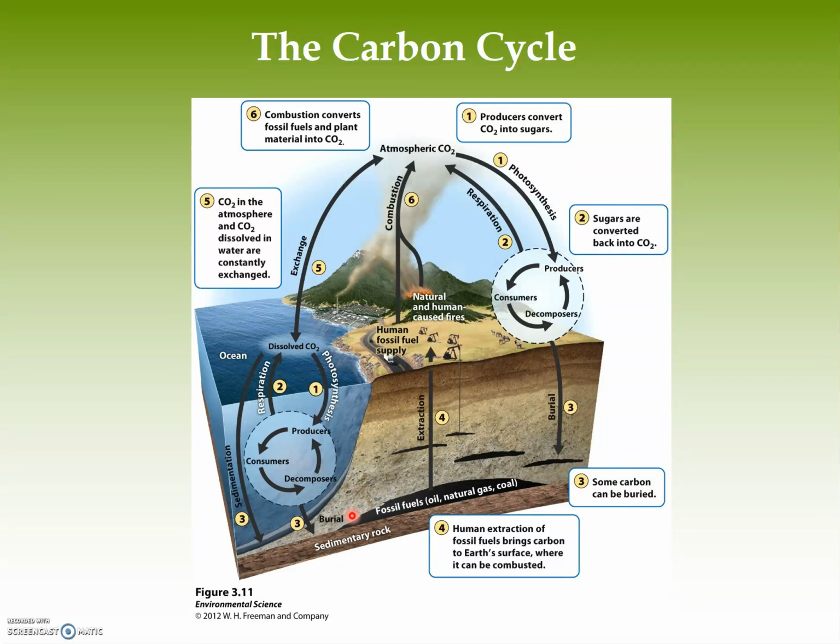It's a slow, incredibly slow process, but it's the largest carbon pool, or where we find carbon in the slow part of the carbon cycle. Carbon dioxide is constantly exchanged between the atmosphere and the carbon dioxide in the atmosphere. And the other part that we already mentioned is that combustion converts fossil fuels and plant material into carbon dioxide. So there's a lot of different places where carbon moves its way through.